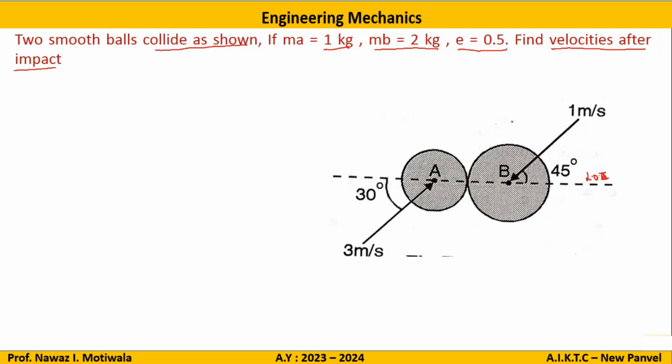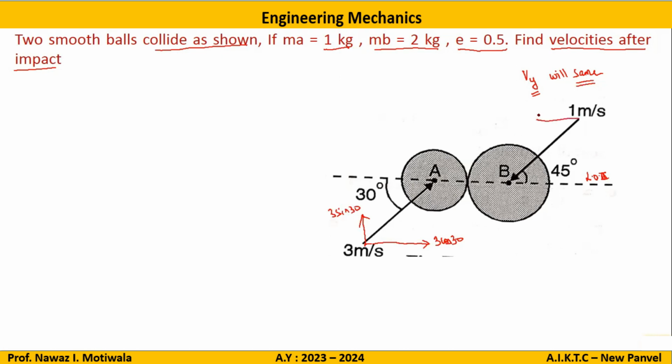Now we have seen that the velocities in the direction perpendicular to the line of impact always remains same. That means velocity in y direction before impact and velocity in y direction after impact will be same. Proceeding with the solution, here the velocities are inclined at some angle. So as the velocities are inclined, we need to resolve it into two components in x and y. So it will be this. So this will be 3 cos 30 and this component will be 3 sin 30.